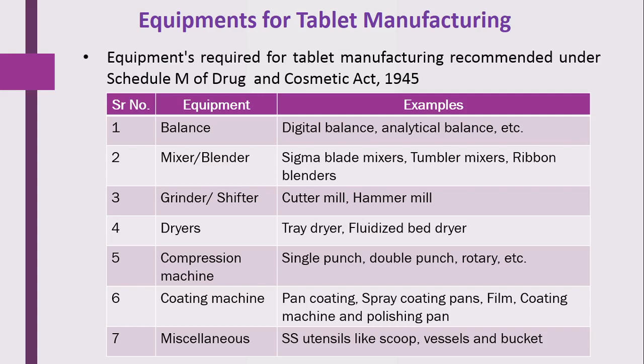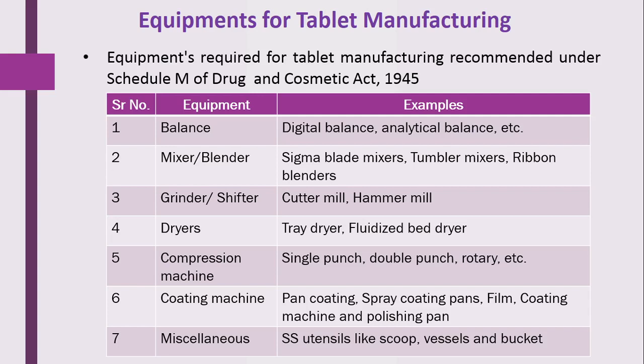Next, that is grinder or shifter. So here cutter mill and hammer mill are used to reduce the particle size. Next, drying or dryers. So here in industrial scale preparation, fluidized bed dryer is commonly used, as well as the tray dryers. But in case of lab scale preparation, here hot air oven is used to dry the granules.